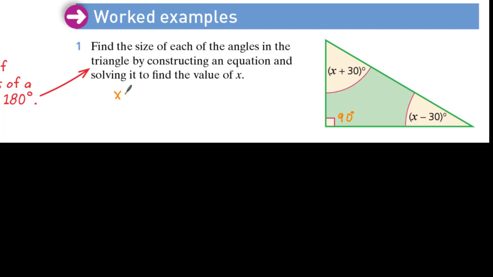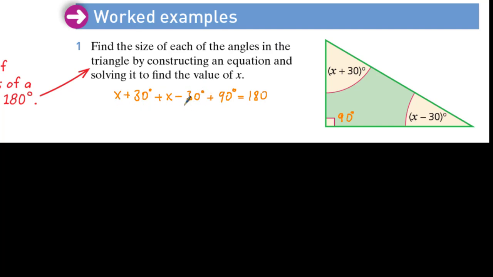So this is the equation that we are constructing. x plus 30 plus x minus 30 plus 90 degrees has to be equal to 180 degrees. The sum of the angles of the triangle is equal to 180 degrees. This is the construction of the equation, and we are going to solve the equation here.